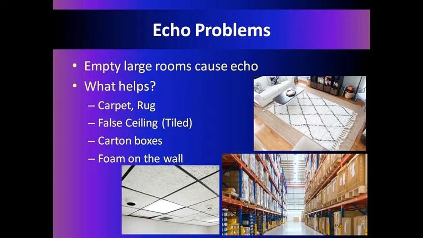One of them is having a carpet or rug on the floor. And if you have a false ceiling with a tiled arrangement, it's great. It absorbs a lot of sound, so the echo will be reduced. A carpet or rug on the floor again absorbs a good amount of sound, so that the amount of echo is cancelled out. In professional setups, they make use of foam on the wall, which absorbs the sound again to create an echo-free setup.